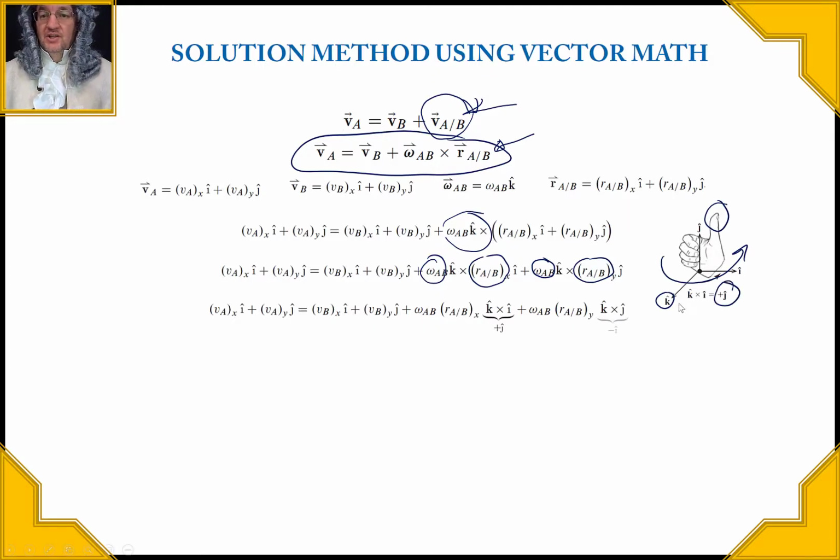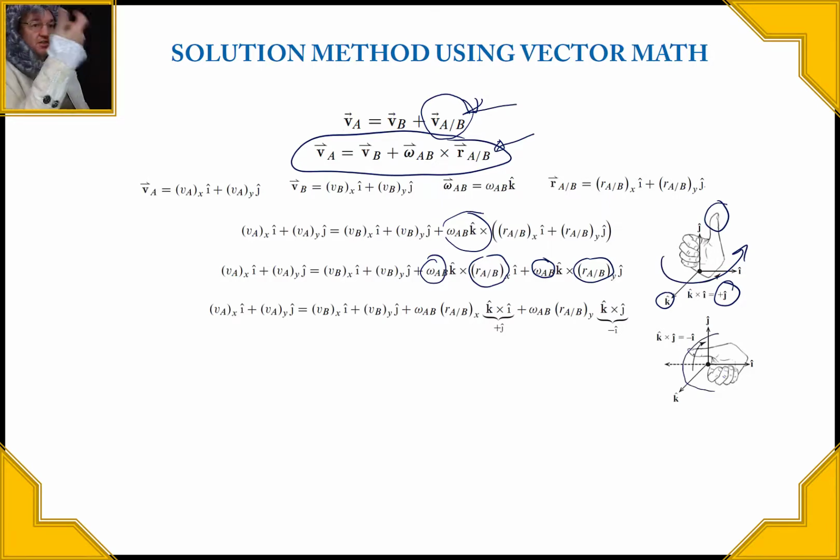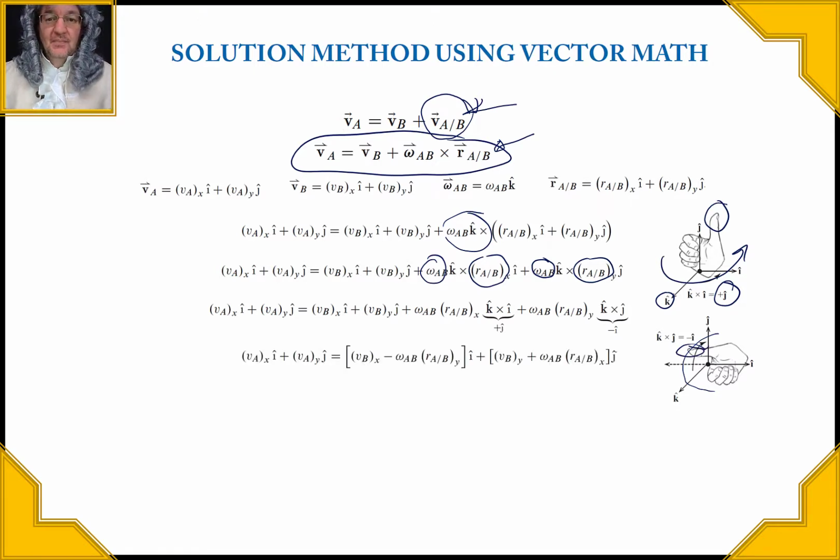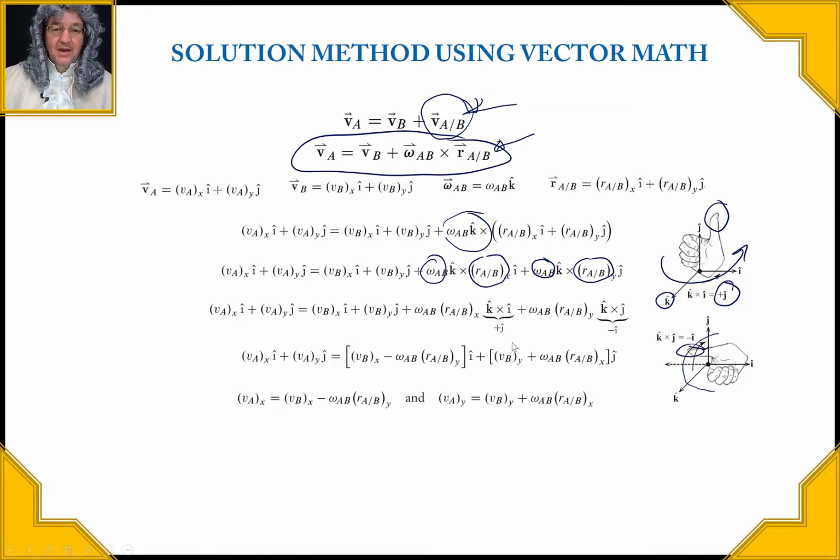But now we go to this next one. We're going to cross k with j. And so we use our right hand and rotate our fingers upwards from k into j, and we see that our thumb is pointing in the negative i direction. So k crossed with j is negative i. And then we distribute these out. We collect the i's together, and we see here are the results that will happen if we plug these in.